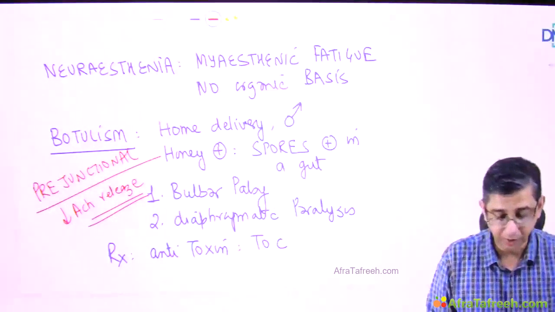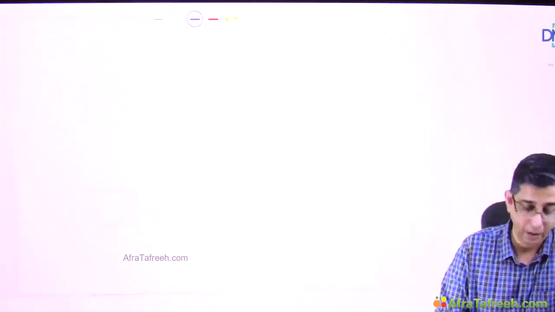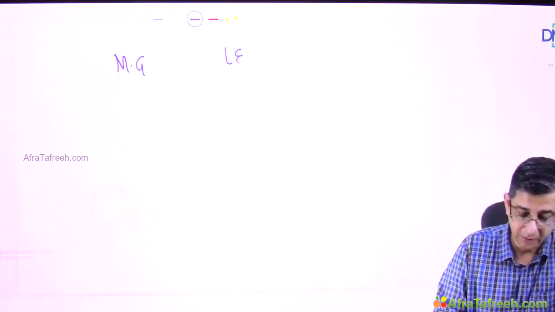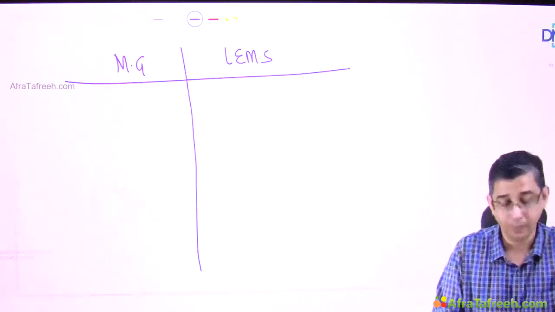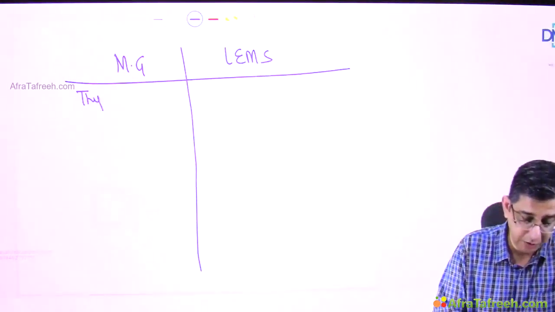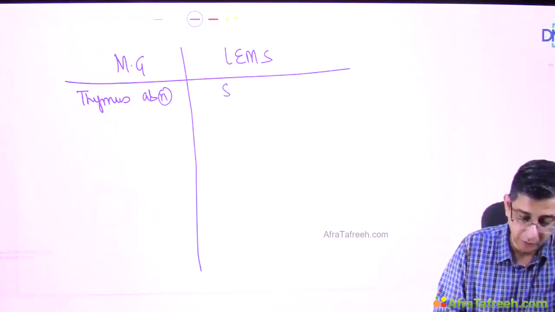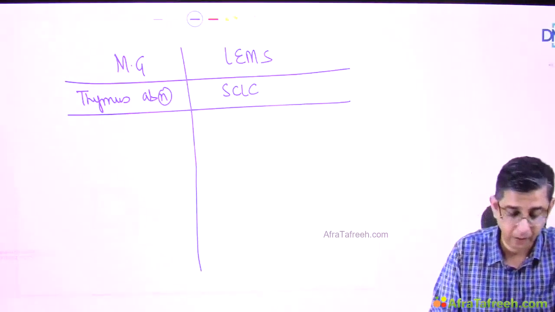The clinical profile will be so different that we will be able to identify the diseases easily. As a summary, for myasthenia gravis and LEMS, the following pointers should be kept in mind. Myasthenia gravis is mainly associated with thymus abnormalities. Lambert-Eaton syndrome could be associated with small cell lung cancer, especially with male patients.